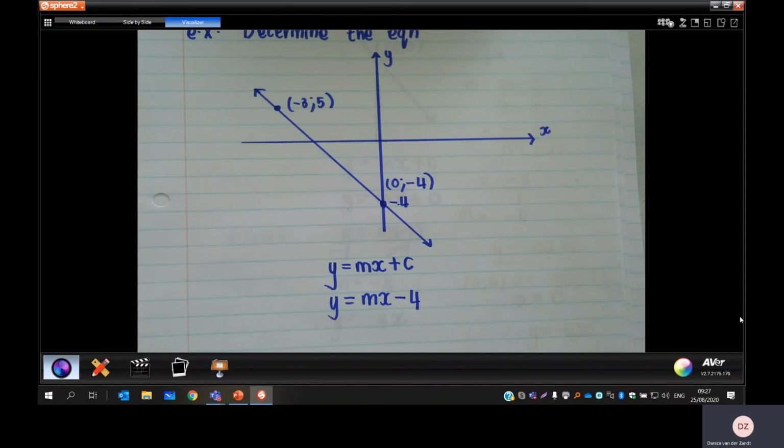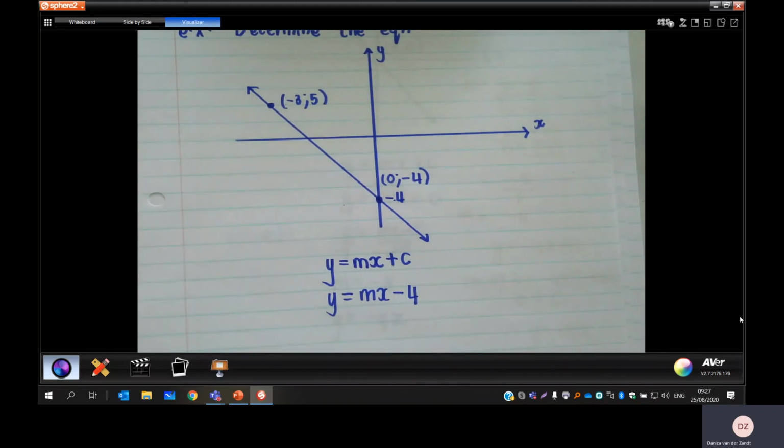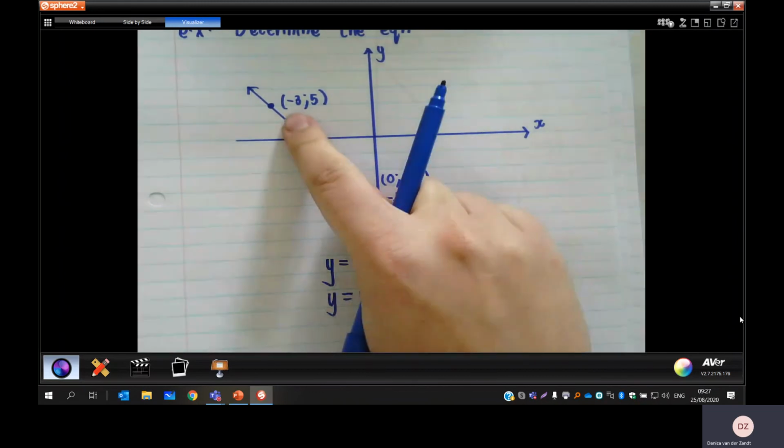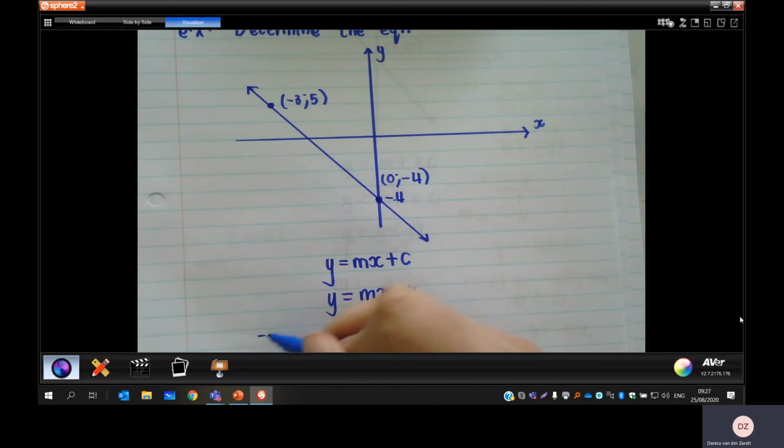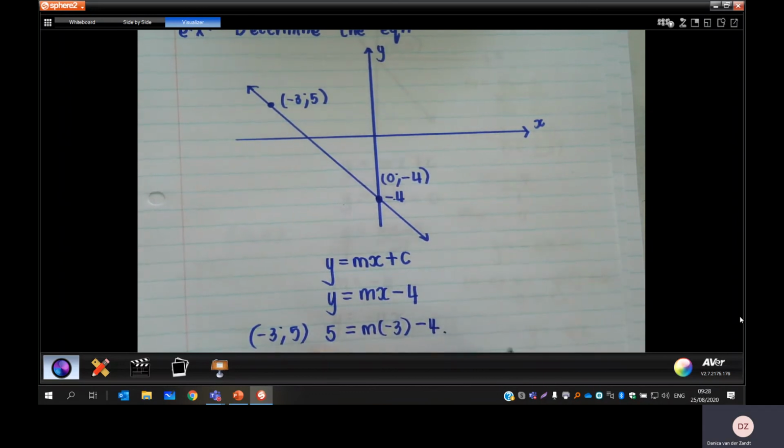That's fine. But if I did it this way, where I initially saw my gradient, my y-intercept, what would be my next step? I would substitute in the other point, always. Okay, my other point is minus 3 and 5. Minus 3 for x, 5 for y.